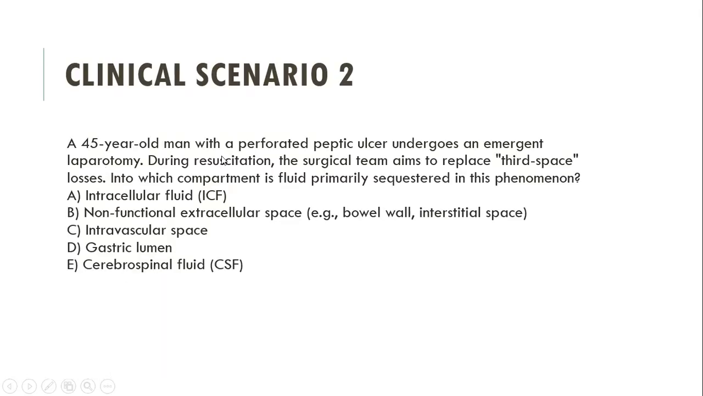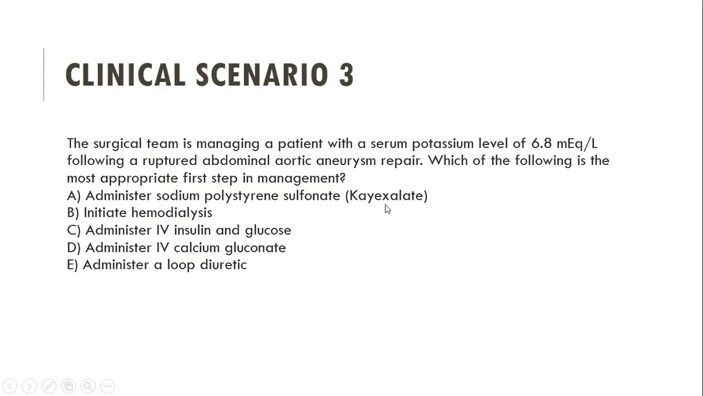A 45-year-old man with a perforated peptic ulcer undergoes an emergent laparotomy. During resuscitation, the surgical team aims to replace the third space loss. Into which compartment is fluid primarily restricted in this phenomenon? So, what is third spacing? Basically, it is fluid in those areas where it cannot be used in the perfusion. So, it is non-functional extracellular space, that is bowel wall or interstitial spaces.